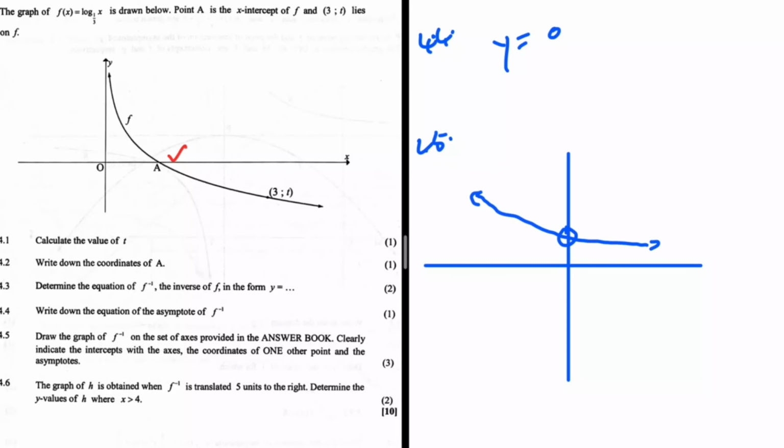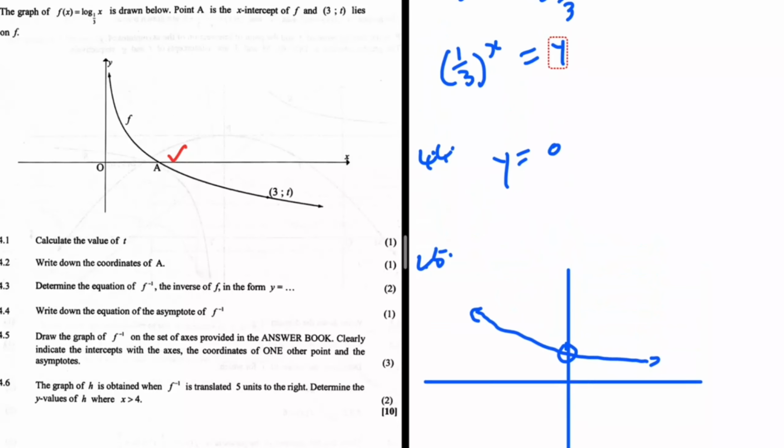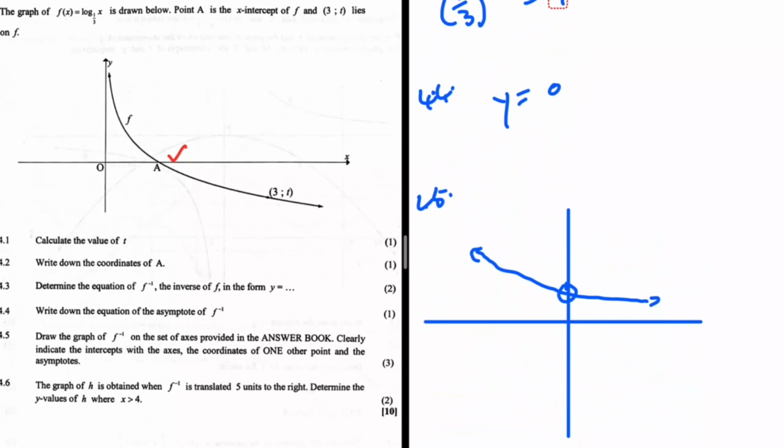So what is happening there? What is the intercept? y cannot be equal to 0, so we don't have an x-intercept, where y equals 0. We have a y-intercept, where x equals 0. So x equals 0, and any number to the power 0 is 1. So we have (0; 1) there.